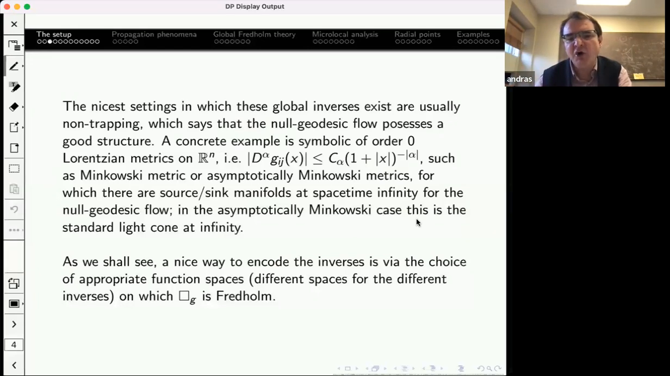One question is, how do you encode these inverses? One way to encode this, which is a nice way for an analyst, and I should say I'm in no way a functional analyst, and coming from more elliptic problems I used to think that all these functional analysis considerations are overblown, but in fact they're super nice in this setting. The way you can encode the inverses is that you let the wave operator act on different function spaces. Different inverses will correspond to different function spaces.